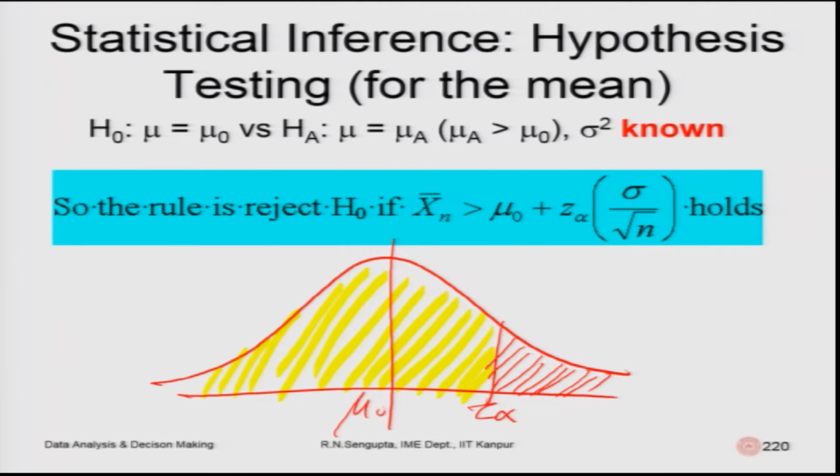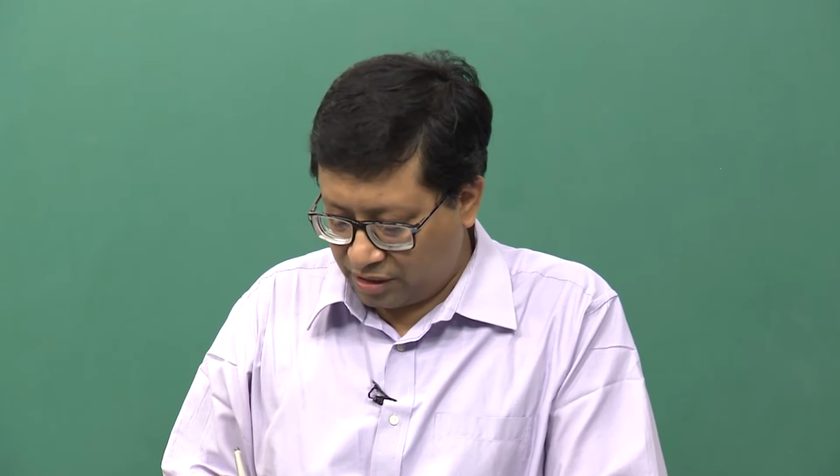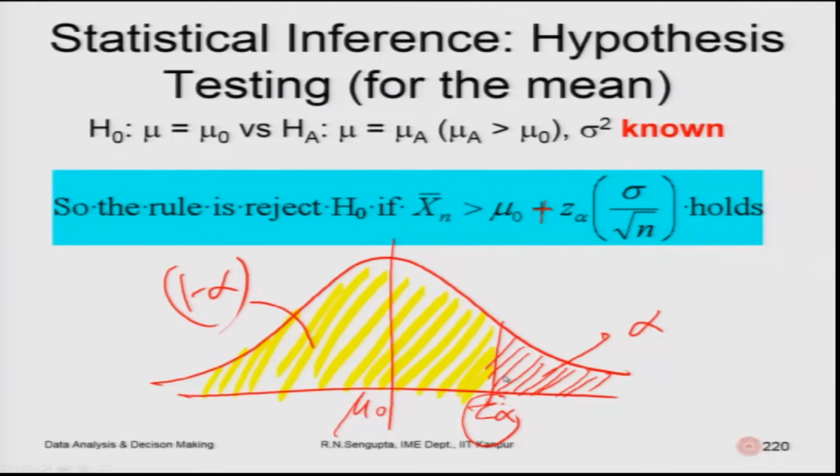This is mu naught, this value is alpha, this value is 1 minus alpha. So, in this case you will try to find out and reject H naught if x bar n, which is the sample mean, is on the right hand side of the upper control limit, which is mu naught plus z alpha into sigma by square root of n. This value of sigma by square root of n is constant. This z alpha is now here. This plus sign is coming due to the fact that this is on the right hand side. In the other case, it came due to it being on the left hand side.